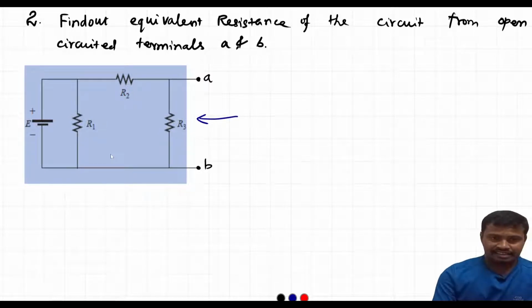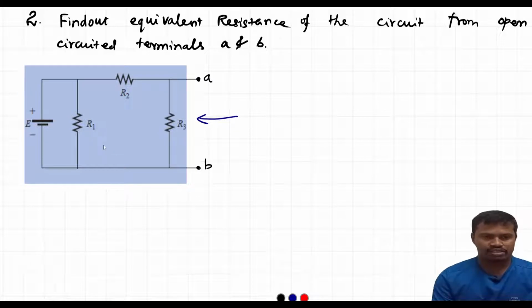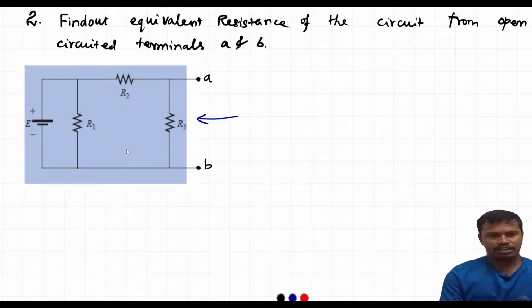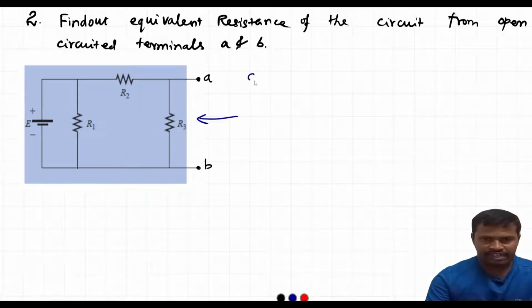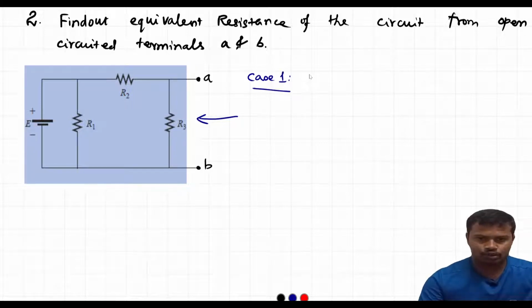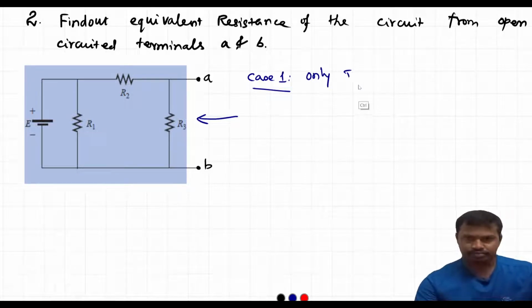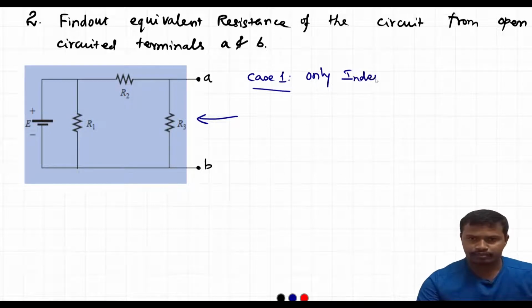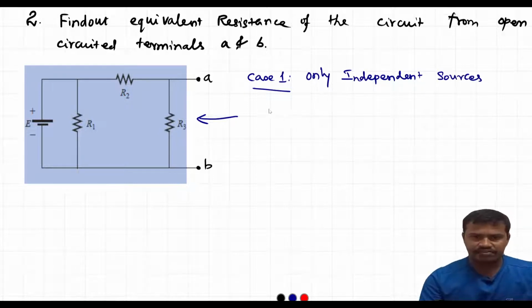Now the circuit may have independent sources only, the circuit may have dependent sources only, or the circuit may have both of them. So in the first case, we will consider the circuit is having only independent sources. In this case, we need to turn off the voltage and current sources by short circuiting and open circuiting accordingly.